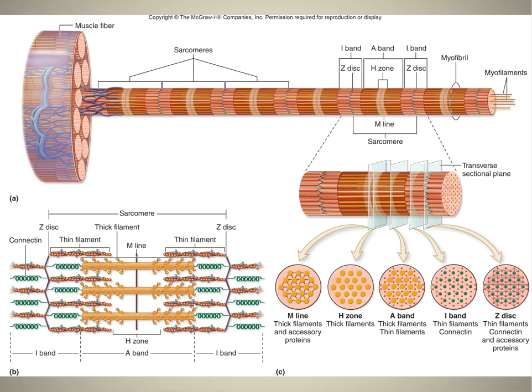The A band is both thick and thin filaments, and you'll see that every thick filament is surrounded by six thin filaments in a hexagonal arrangement. When you get to the I band, you'll just see thin filaments with these elastic proteins called connectins, and then in the Z disc, you'll see those two plus some accessory proteins to hold things together.